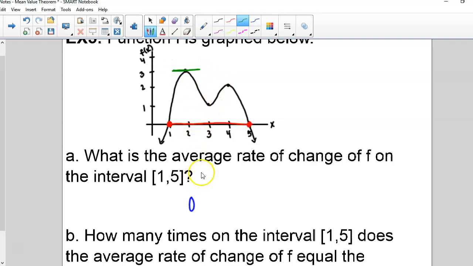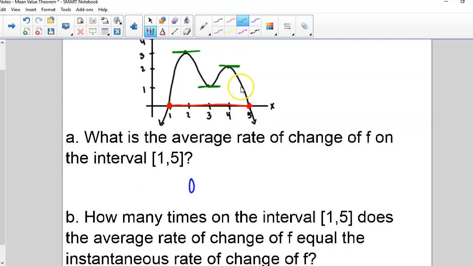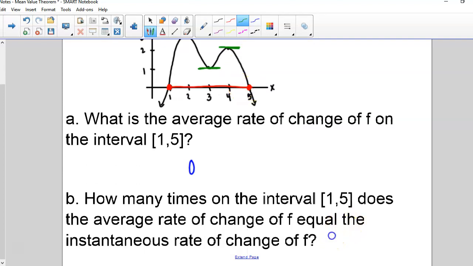Right here, you would have a horizontal tangent. Right here, you would have a horizontal tangent. And right here, you would have a horizontal tangent. So all of those where we go from increasing to decreasing or decreasing to increasing, we have to be at 0 before that happens as far as our slope goes. So we would have 3 different places where that happens.